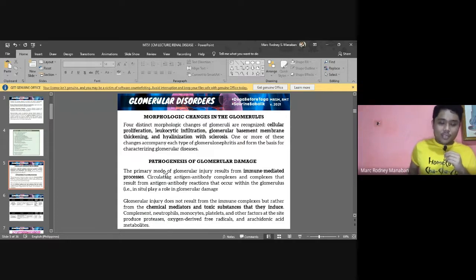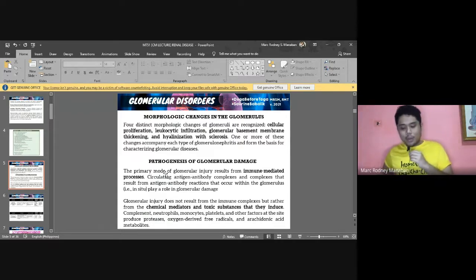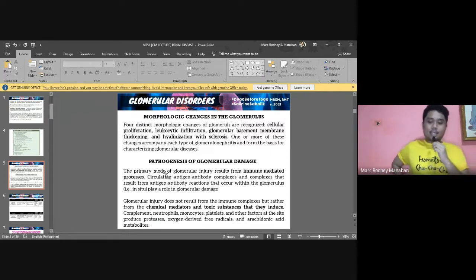And one or more of these changes may accompany each type of glomerulonephritis, which forms the basis for characterizing the diseases. Okay? And for the pathogenesis, again, as mentioned, the majority is immune mediated. So the first mechanism is, again, the deposition of circulating immune complexes, meaning your body forms antibody-antigen immune complexes, and then of course they get filtered in the kidneys and deposited in your glomerulus.